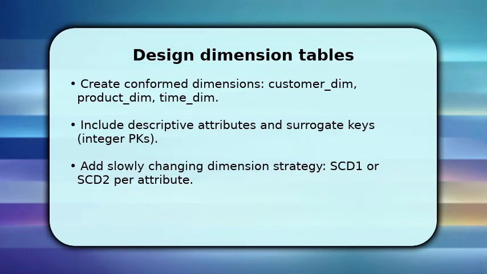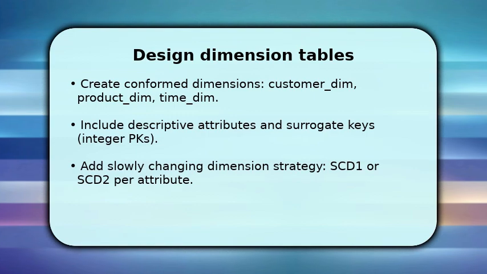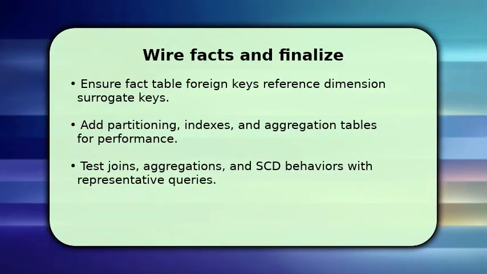Make sure dimensions are conformed across fact tables so you can join facts consistently. And verify attribute cardinality to finish by wiring the fact table to each dimension using the surrogate keys you created and populate facts with validated foreign keys.